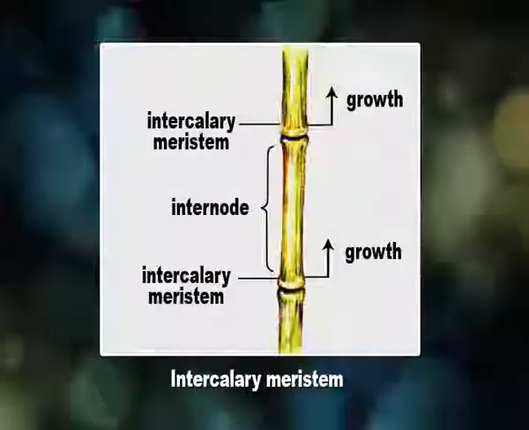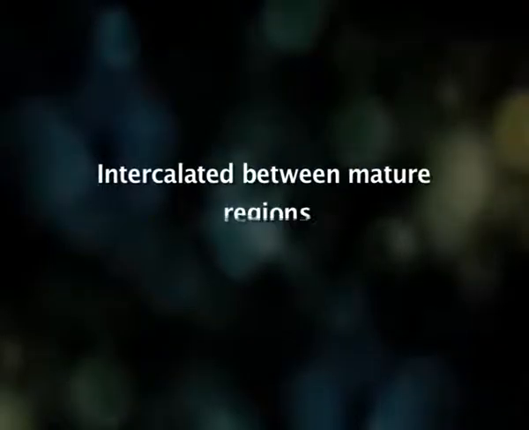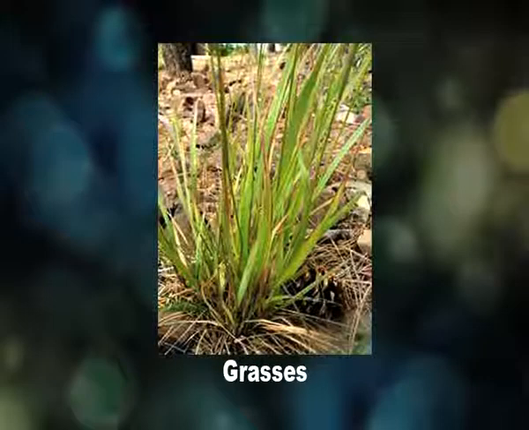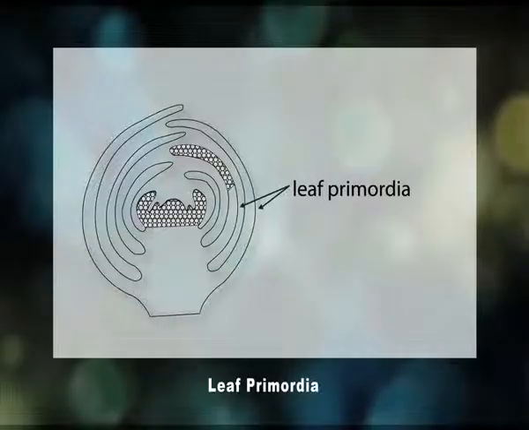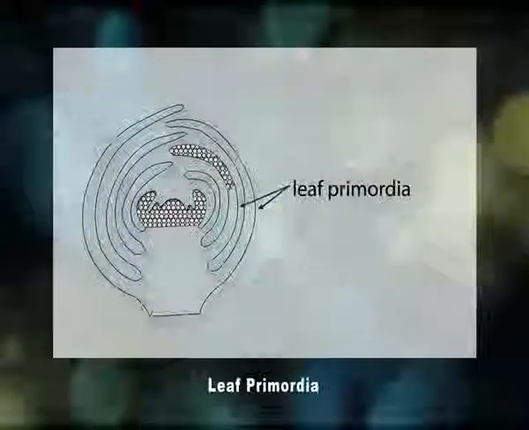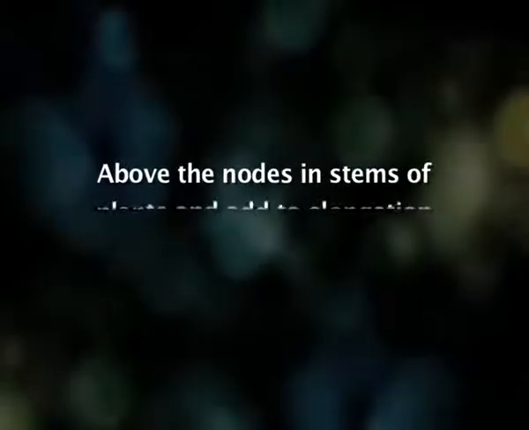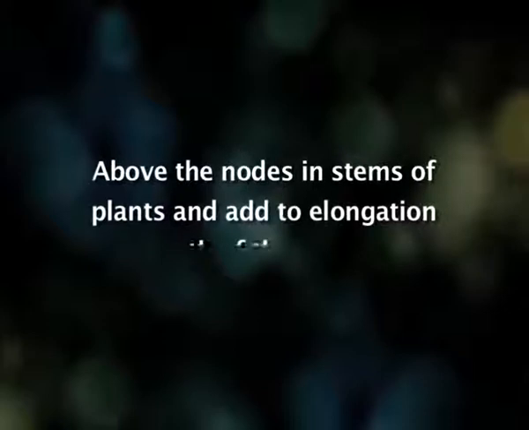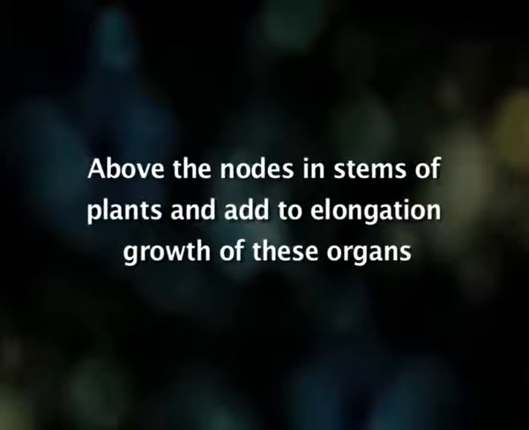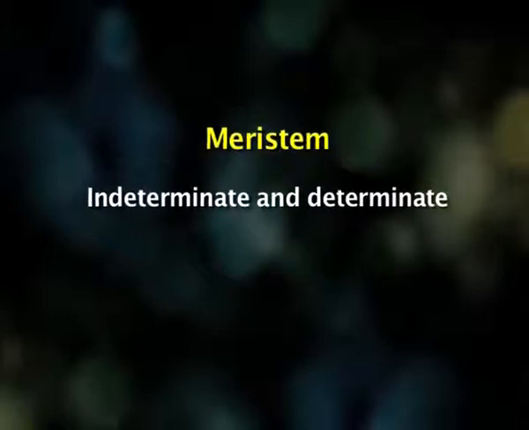And lastly, we have intercalary meristem. Intercalary meristem typically occurs intercalated between mature regions as at the bases of grass leaves. However, in a broader sense, they can be considered to occur at the bases of leaf primordia and above the nodes in stems of nearly all plants and add to the elongation growth of these organs. In addition to these three types, meristems are also classified as indeterminate and determinate.